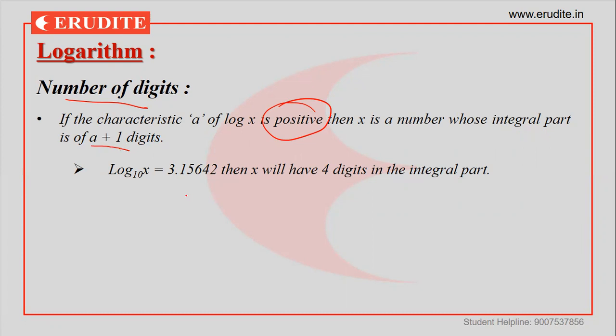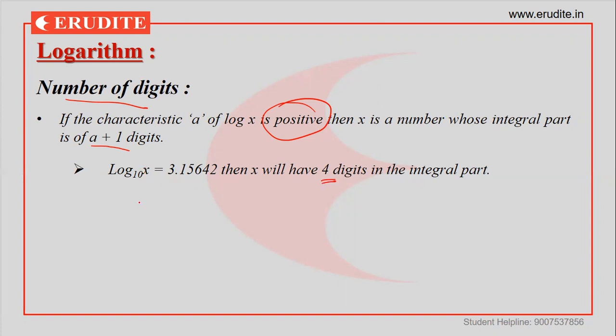Now we take one example. Log of x to the base 10 is written as 3 point 156, where 156 is after the decimal. Then 3 is the characteristic I have considered. Then x will have how many digits? 4 digits in the integral part.